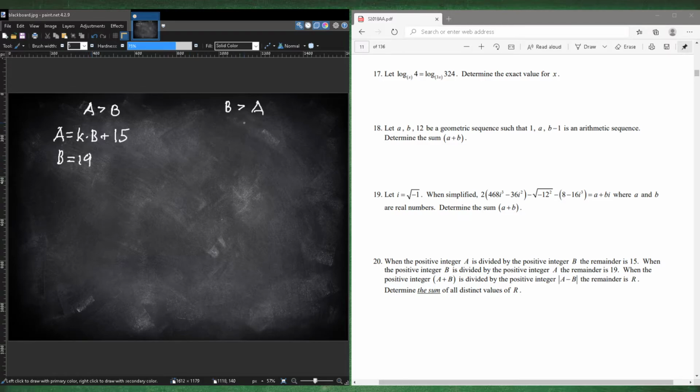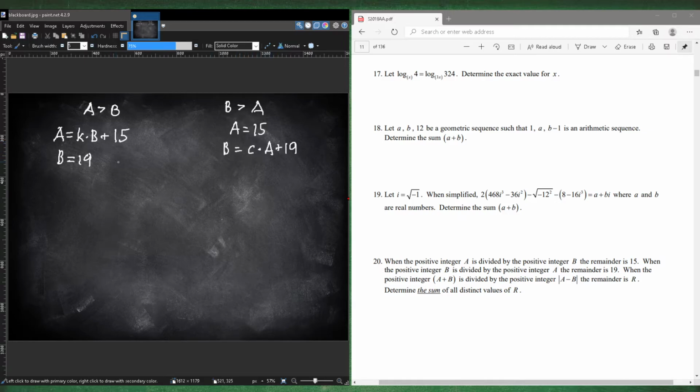Now let's say b is greater than a. So if a is divided by b, because a is less than b, then basically a is now 15. And when b is divided by positive integer a, the remainder is 19. So it's going to be some kind of other constant. Let's call that c. So c times a plus 19.